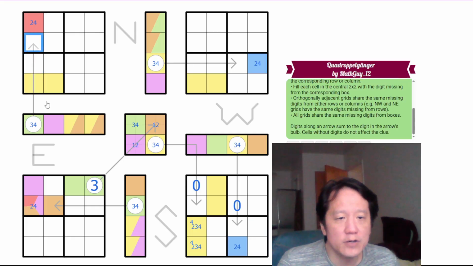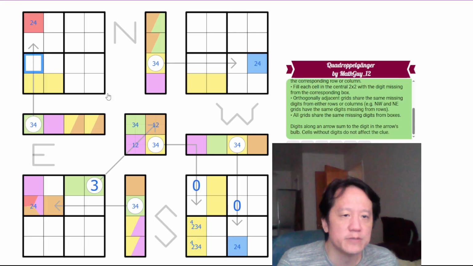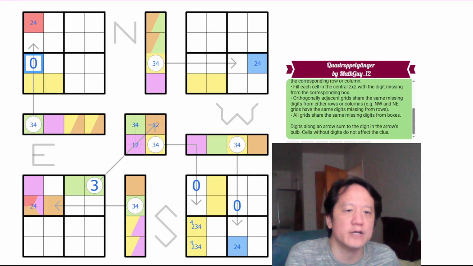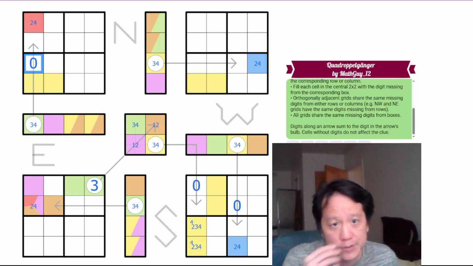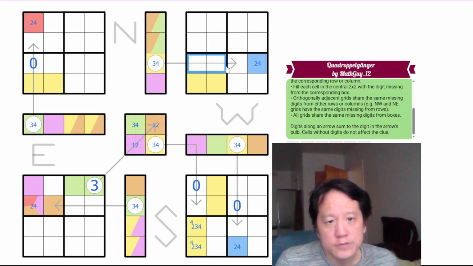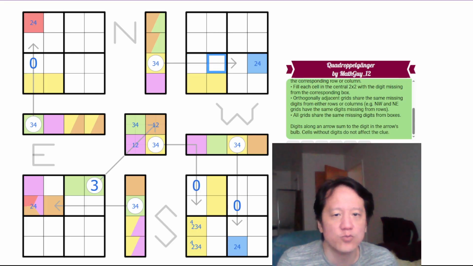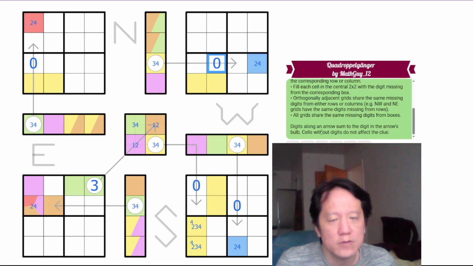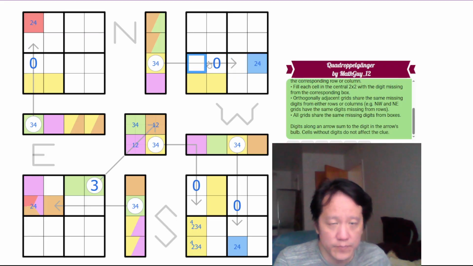0 cannot be here because it would be missing green and green. So it has to be here, which means it's missing pink and green, which means it must miss yellow in the row. So that's 0. 0 cannot be missing yellow here, so it has to be here. So 0 is missing yellow in the row, pink in the box, so it must be missing green in the column. So that's 0.